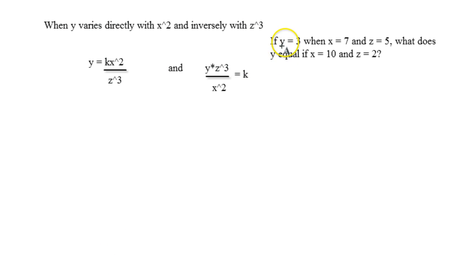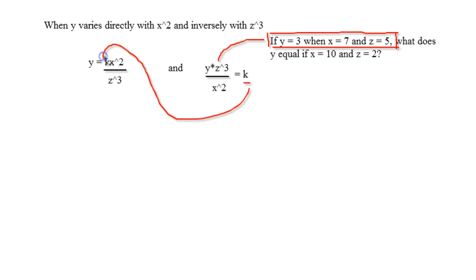So here's a problem. If y equals 3 when x equals 7 and z equals 5, what does y equal if x equals 10 and z equals 2? So this is actually two problems in one. This first part right up here is asking us to find the constant of variation. If we find the constant of variation, we should be good and set and ready to go. So first off, that information is going to go into here. We're going to find k, and then when we find k, we're going to plug it into here and finish off the rest of the problem.